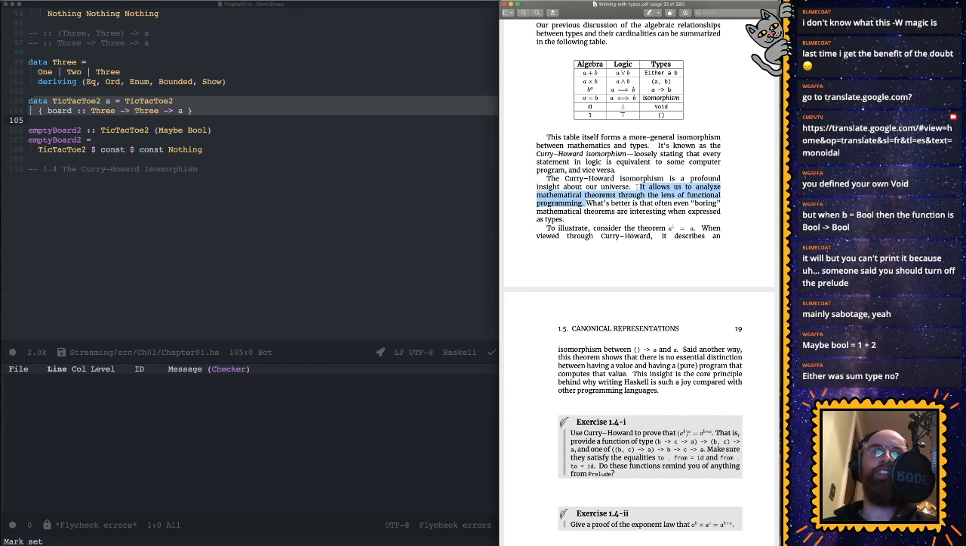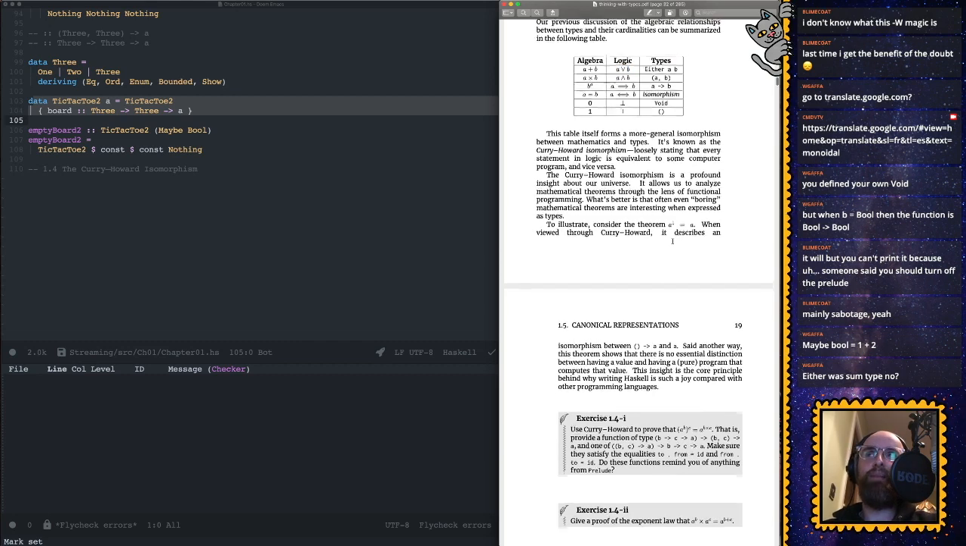I was about to say you could do it in JavaScript, but you bloody can't. Yeah, so it's cool. What's better is that often even boring mathematical theorems are interesting, when expressing types. This to me is more interesting than that. I think of all the little things I can do with this, and I just go, oh, that's an A, and like a V and a B, whatever that means.